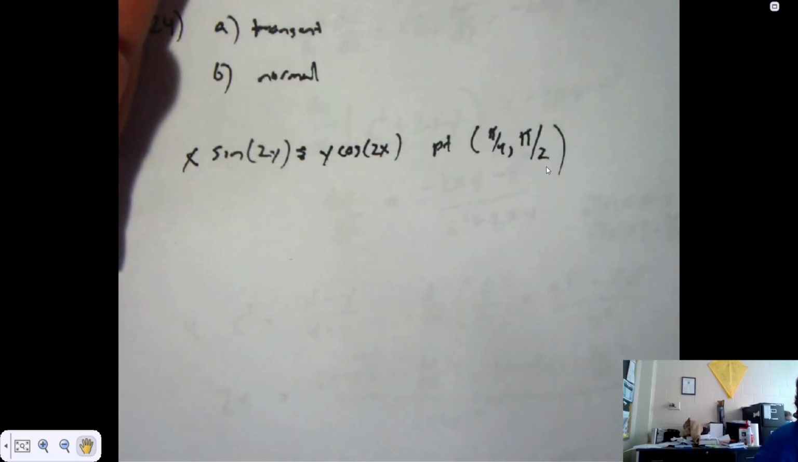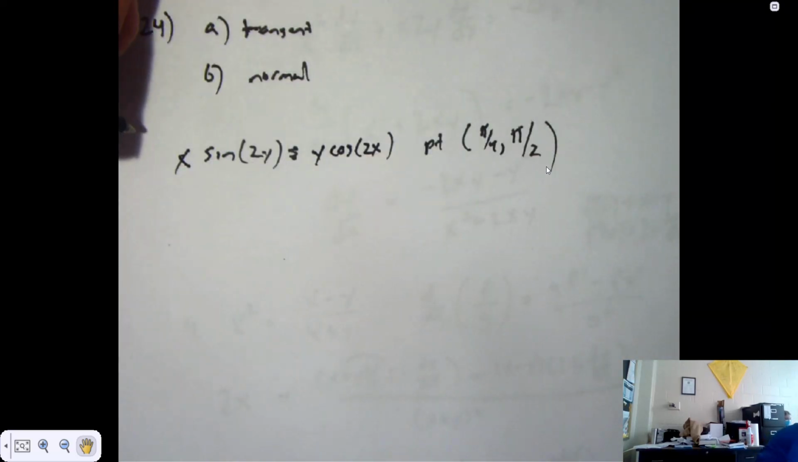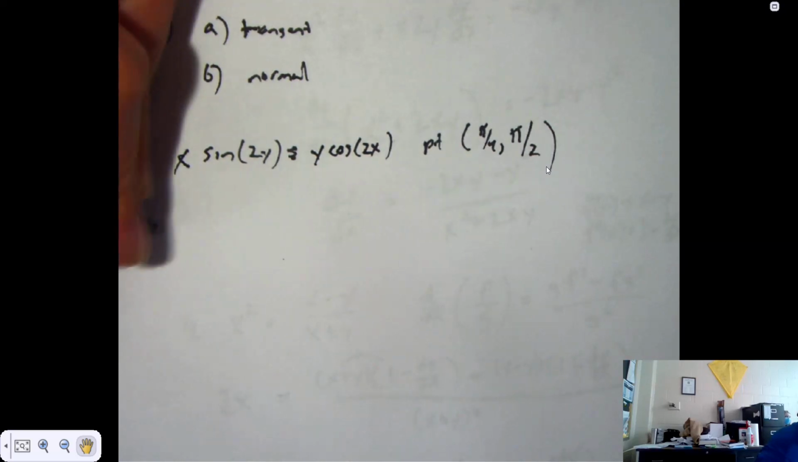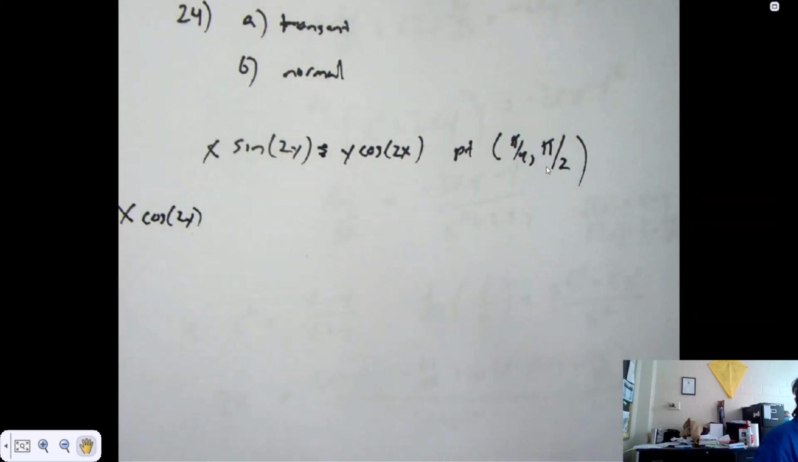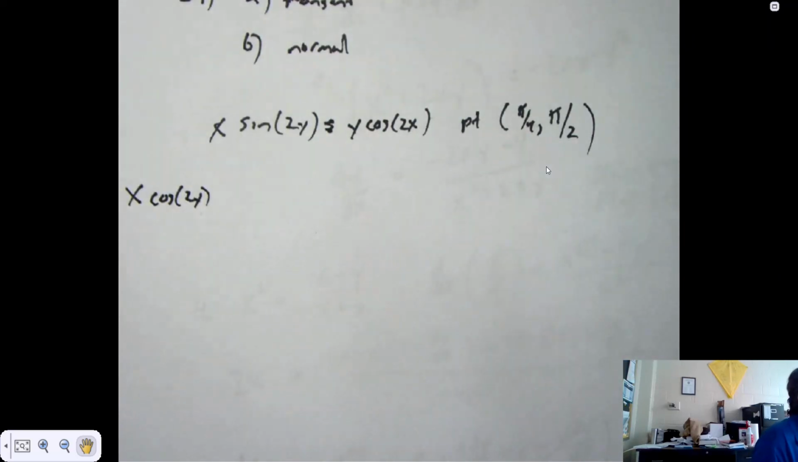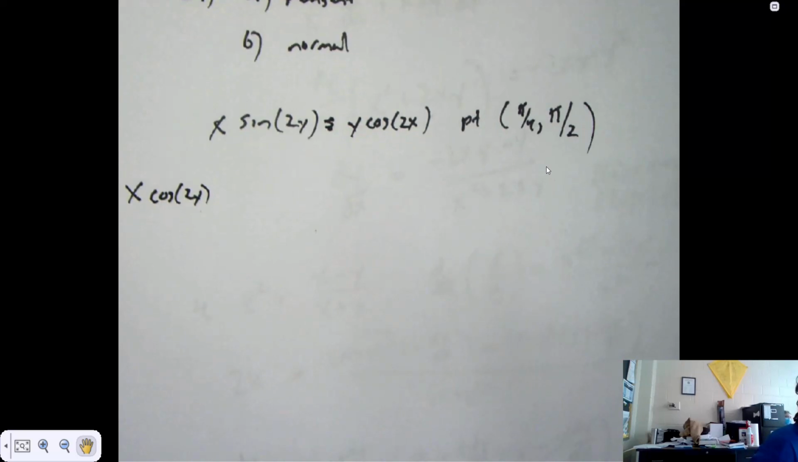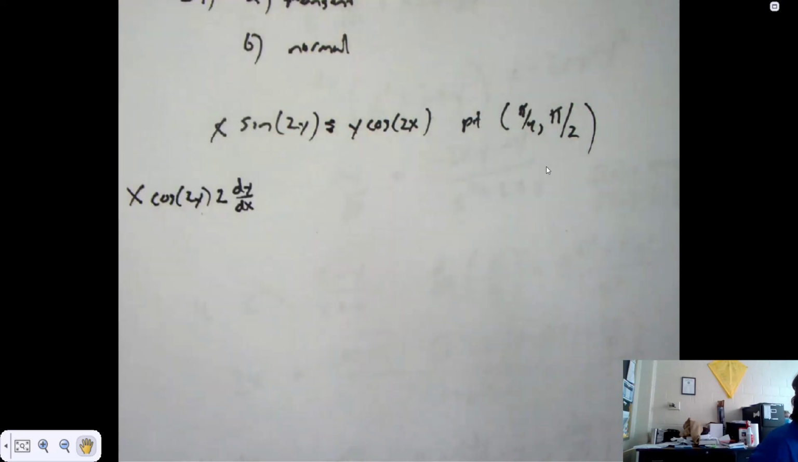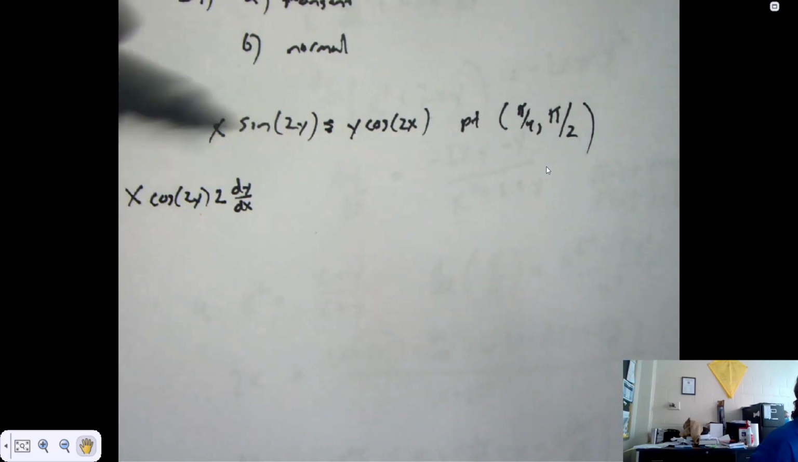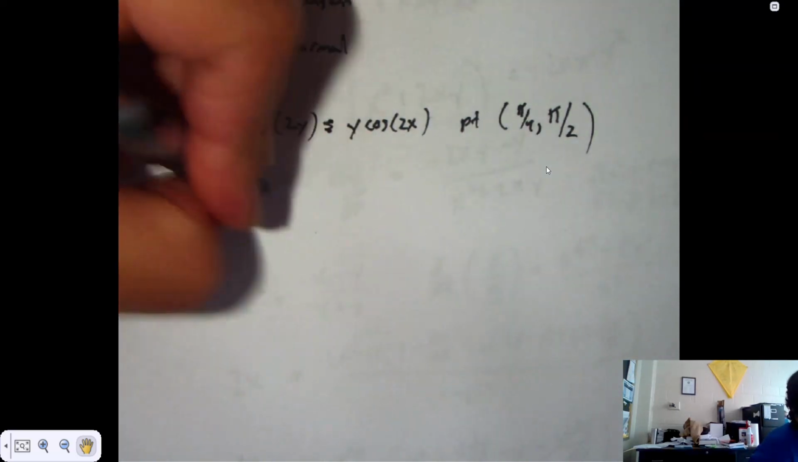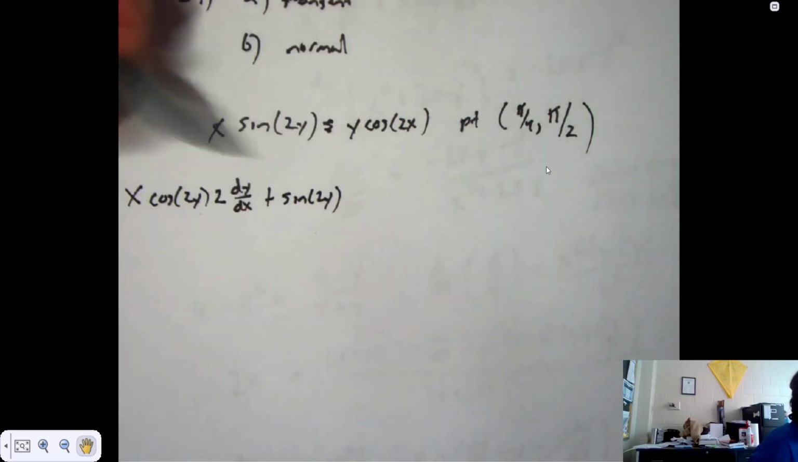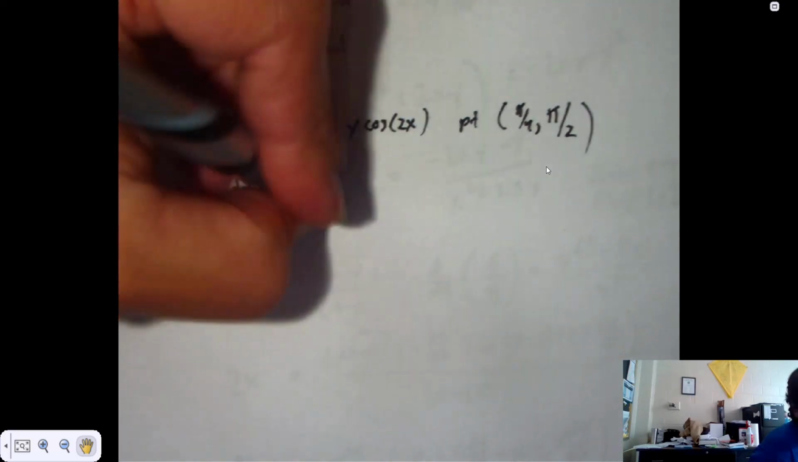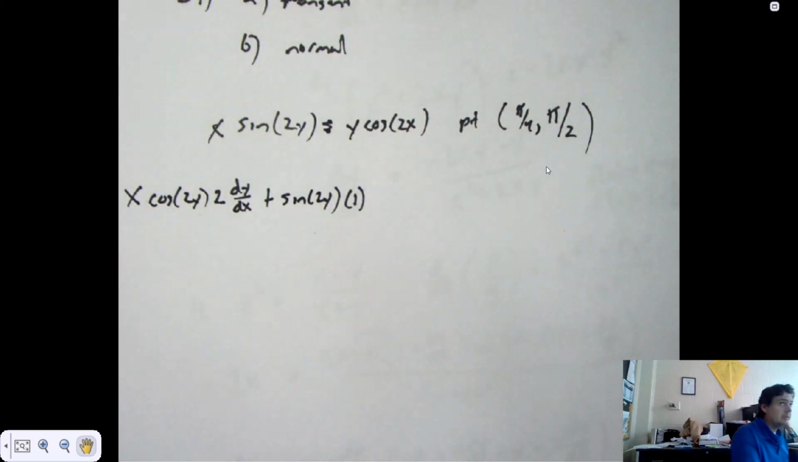So on the left, we'd say x, what's the derivative of sine? Cosine twice y. Now, what's in the parentheses is complex. You have to take its derivative as well. What's the derivative of twice y? 2 dy/dx. That's the first part of the product rule. I took the original, multiplied by the derivative of the second, plus the second times the derivative of the first.